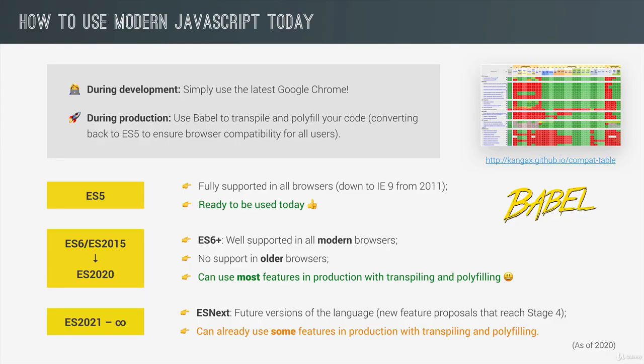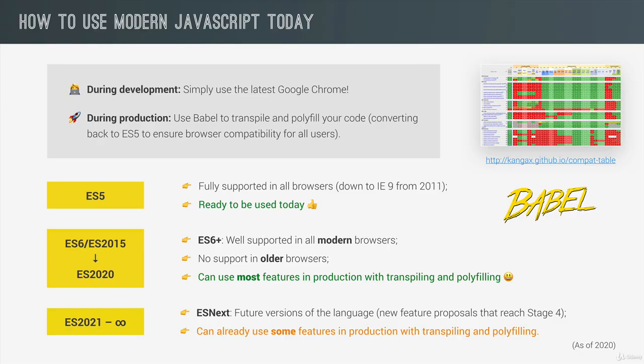That's possible because as new features are proposed, they have to go through 4 stages, starting with stage 1, where they are first submitted, all the way to stage 4, at which point they enter the language officially. But when a feature is at stage 3, browsers can be pretty sure it will eventually pass to stage 4. And so they're going to start implementing that feature while still in stage 3.